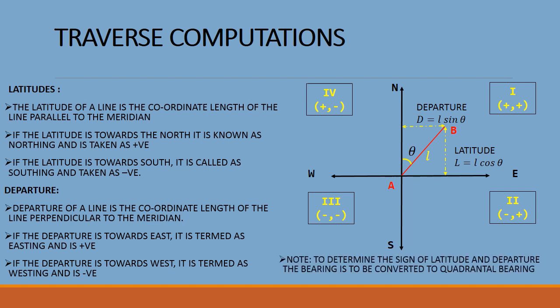Now let's move on. In order to determine the sign of the latitude and departure, the bearing is to be converted to quadrantal bearing. If we have been given the whole circle bearing system, then we have to convert that particular bearing into quadrantal bearing in order to determine the sign of the latitude and the departure, which we have already discussed here.